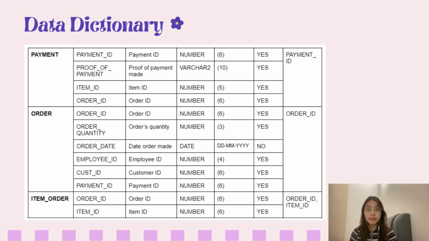Next, for table payment, it has 4 different attributes: payment ID, proof of payment, item ID, and order ID. Payment ID is a primary key. Whereas we have table order with 6 different attributes: order ID, order quantity, order date, employee ID, customer ID, and payment ID, with the respective data types as well. Moving on, for our last table, we have item order with order ID and item ID as its attributes, and they both are number data types.